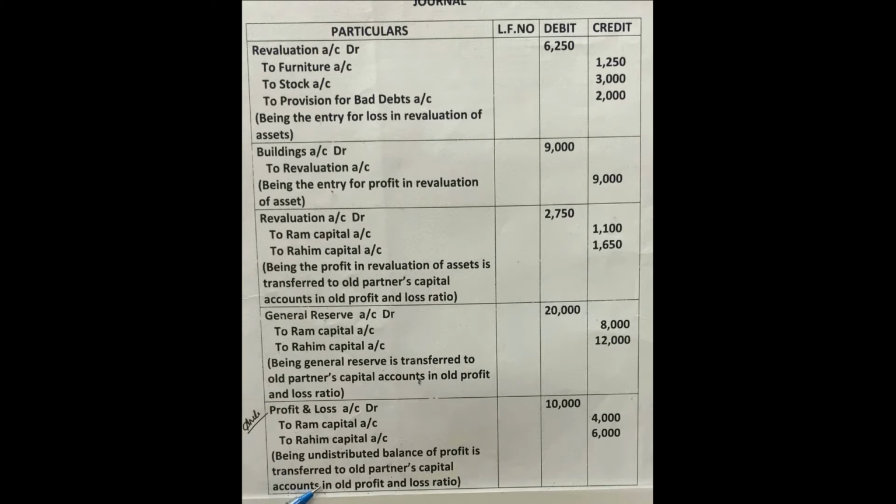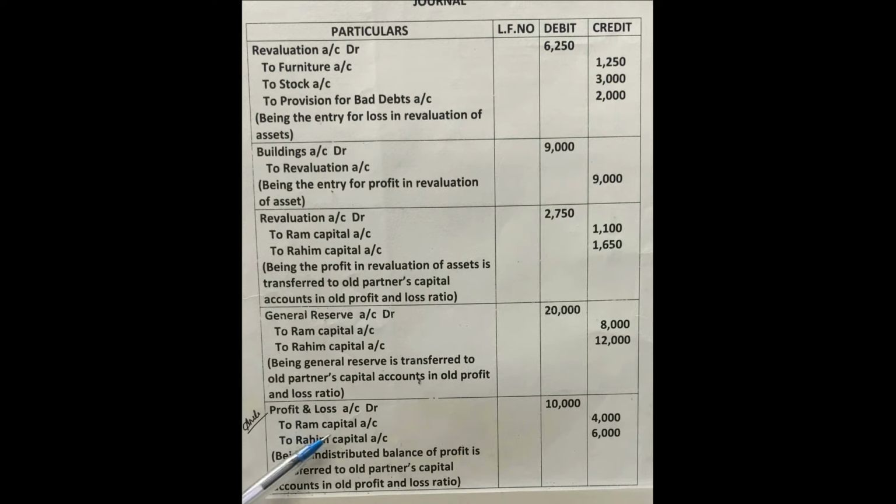Come to narration. There is undistributed profit. Now we are distributing that amount to old partners in the old profit and loss ratio. Being undistributed balance of profit is transferred to old partners' capital accounts in old profit and loss ratio. Now we are preparing capital accounts. In the journal entry, capital accounts are credited. Therefore, this entry appears on the credit side of capital accounts. And what to write in the particulars column? As we debited the profit and loss account, write down this account name.